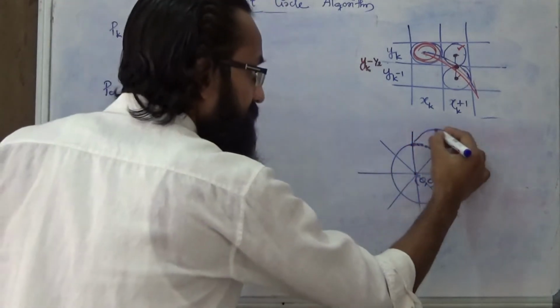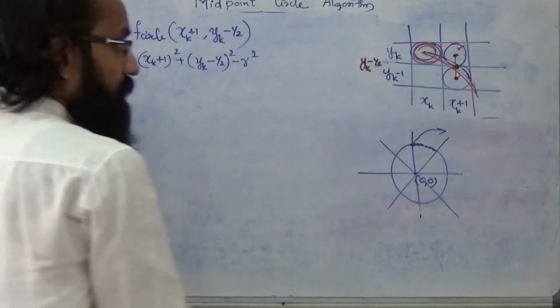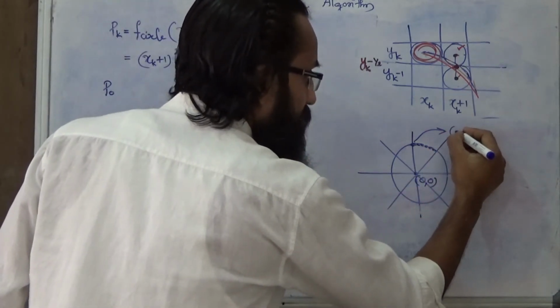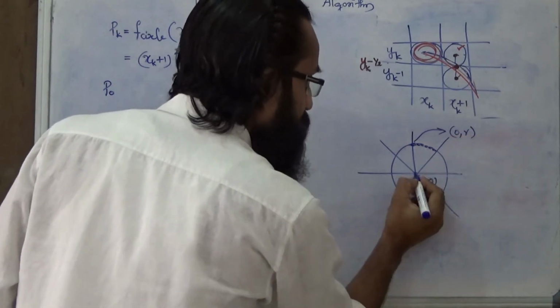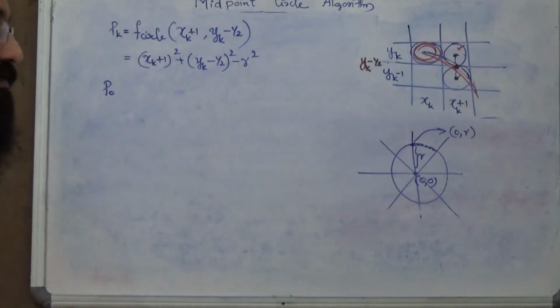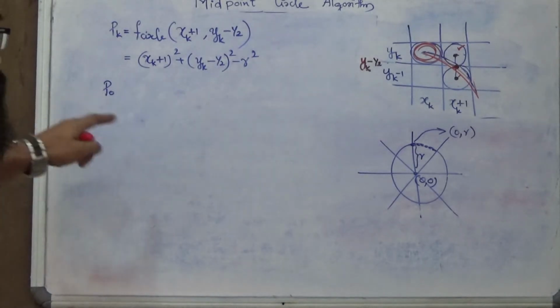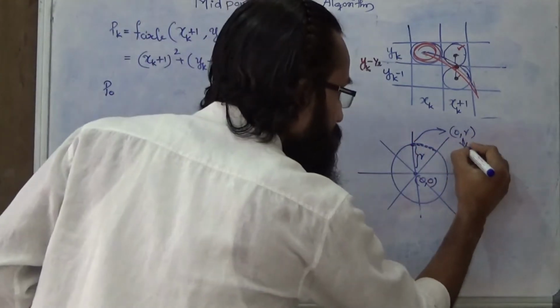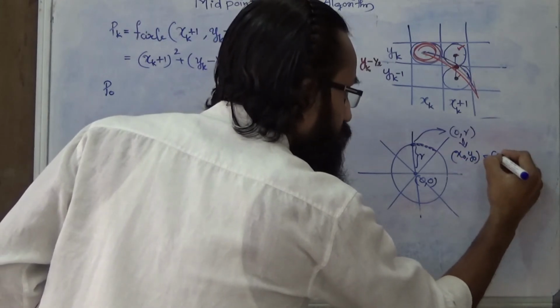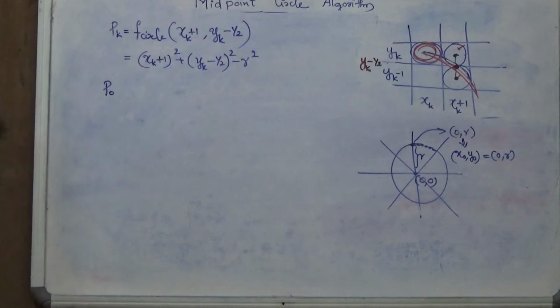So if we consider this particular point, the coordinate point will be 0, r. X value is 0 and this value will be r. So from this it is clear that x0, y0 is equal to 0, r.